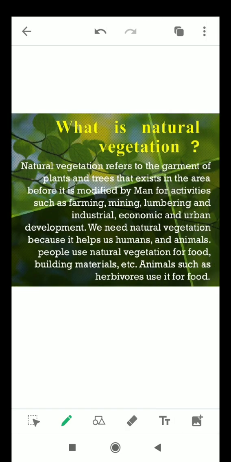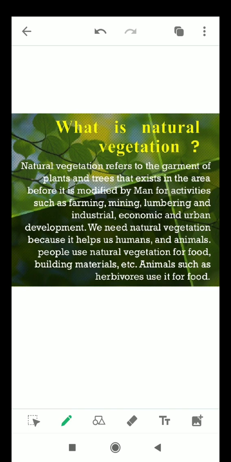Okay, so first, what is natural vegetation? Natural vegetation refers to the garment of plants and trees that exist in an area before it is modified by human activities such as farming, mining, lumbering, and industrial, economic, and urban development. We need natural vegetation because it helps humans and animals. People use natural vegetation for food, building materials, etc. Animals such as herbivores use it for food.